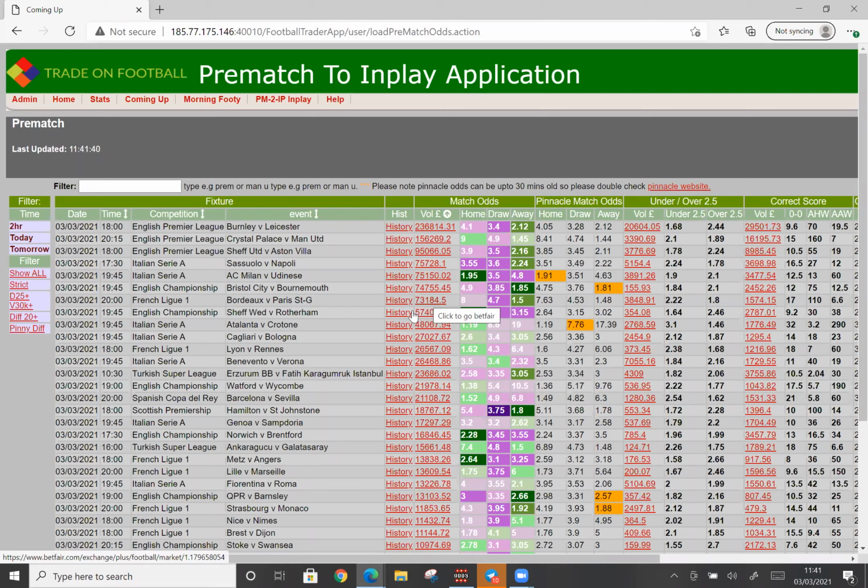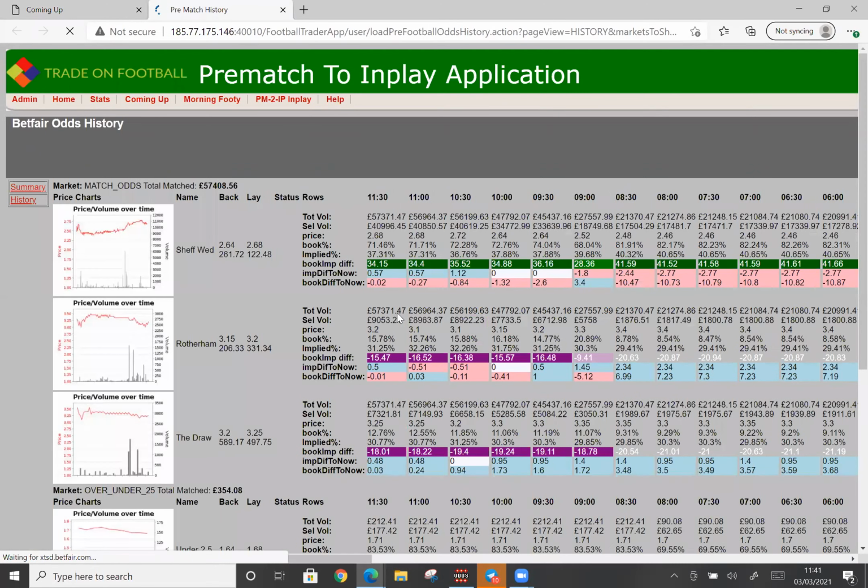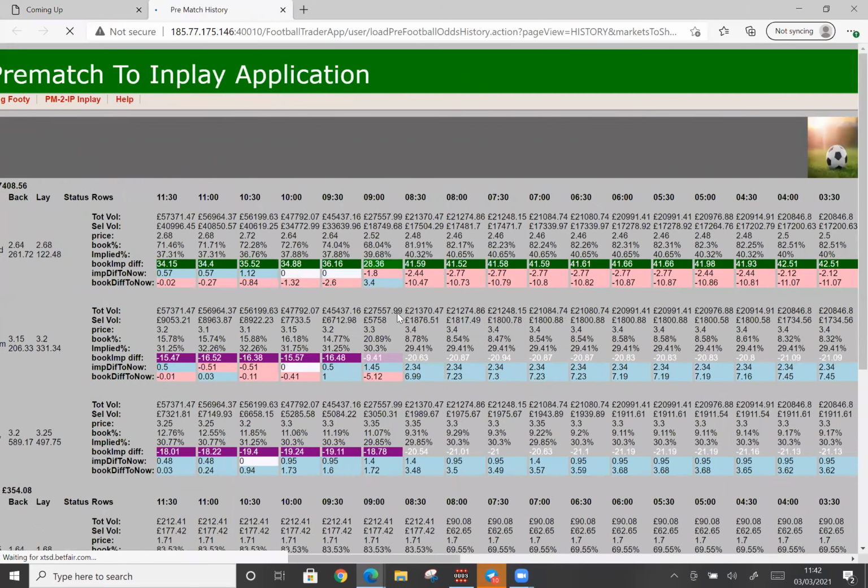Paris PSG, I'm not so much interested in that one. Sheffield Wednesday, Rotherham. Let's just have a look at this one. There's a bit of money for this game, actually. 57,000. But as you can see, here's another one.